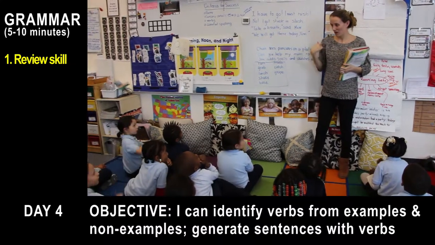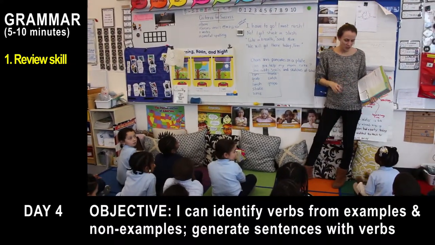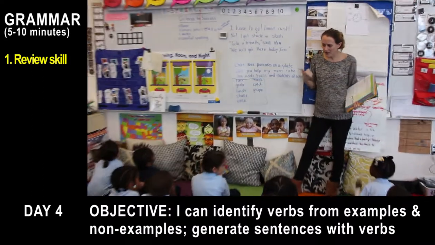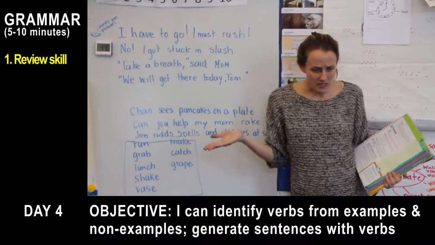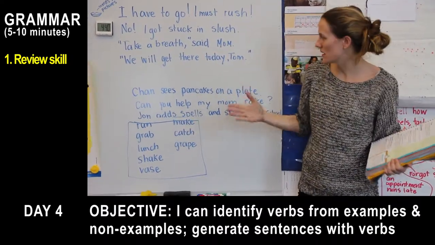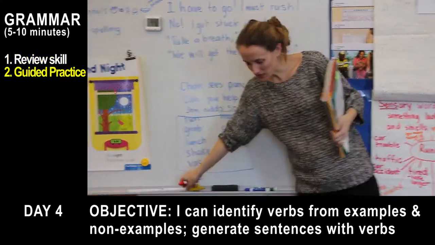Ooh, handsome. I bet we could have come up with hundreds more action words. Yes, those were all action words. And remember that every sentence needs to have an action word, right? Every sentence needs to have a verb that tells what the person, place, thing, or animal does in the sentence. So let's see if we can identify the verbs in these sentences.